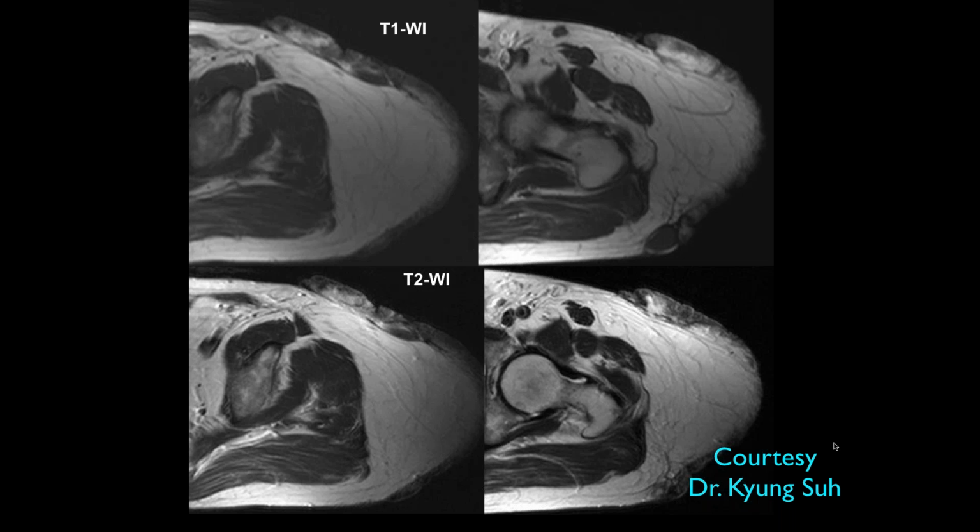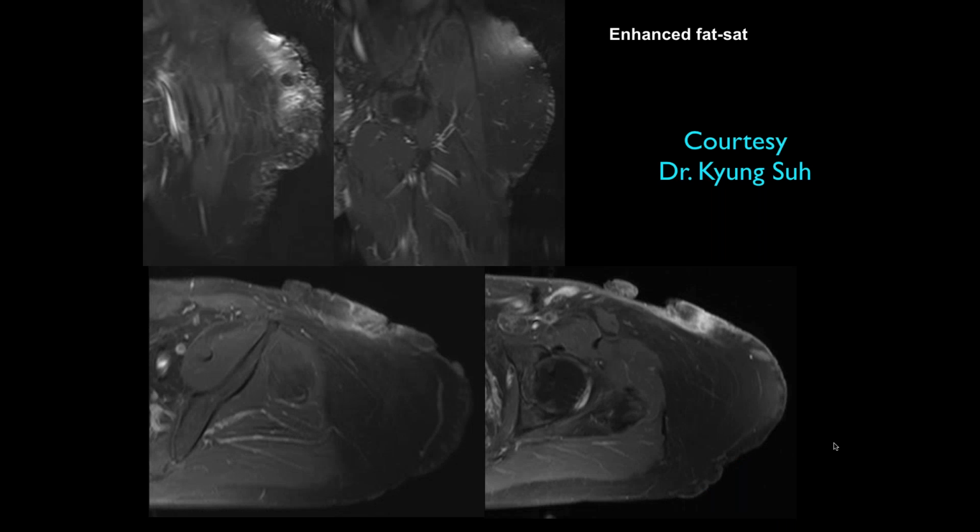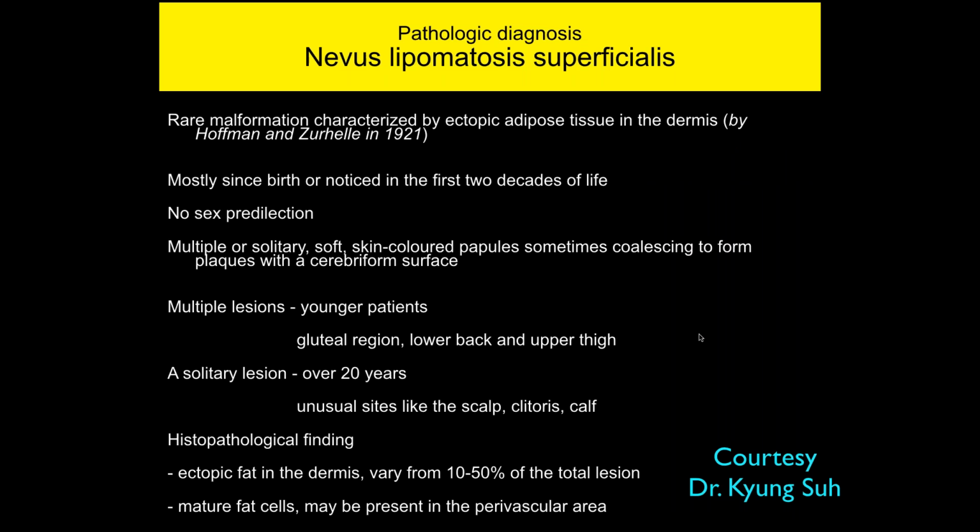I bet this is one of these cutaneous, okay, so, well, fat sat and enhanced. It's not enhancing all that much, but it is saturating out. So I guess we're getting a couple little nodular areas of enhancement. So what is that called? Some kind of, okay. Yeah, there we go. Tip of my tongue. That is lipomatosis superficialis.